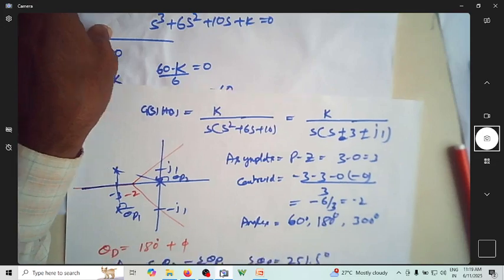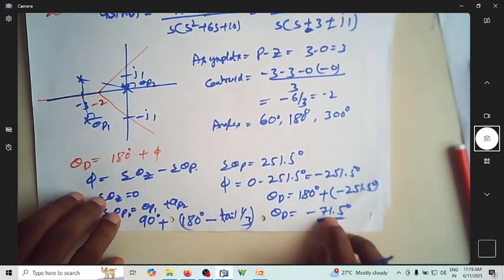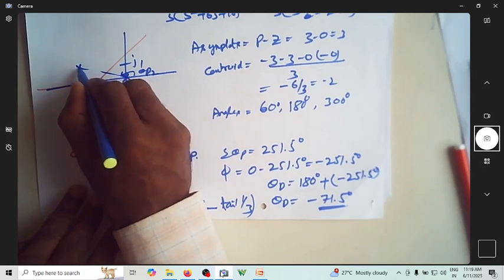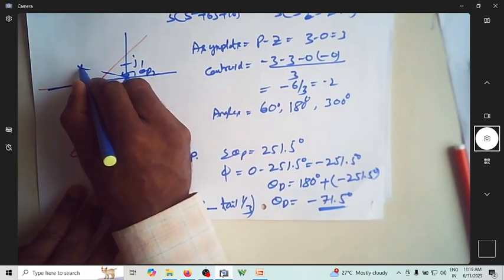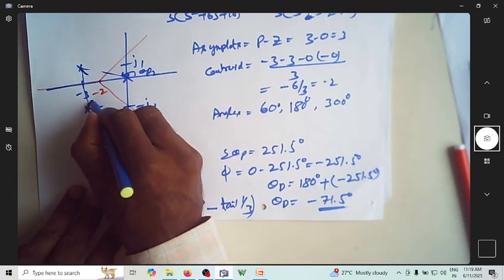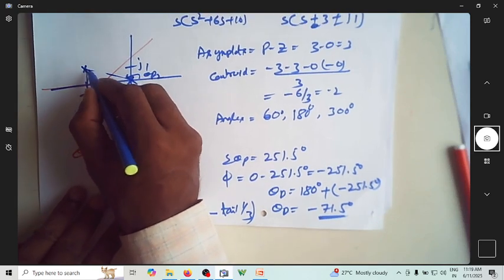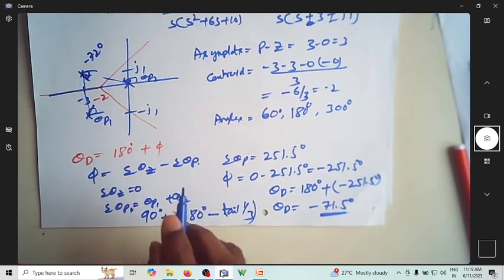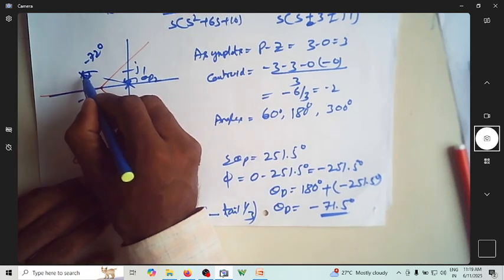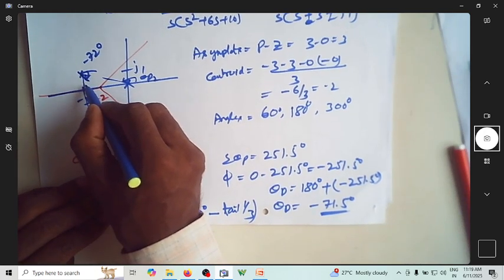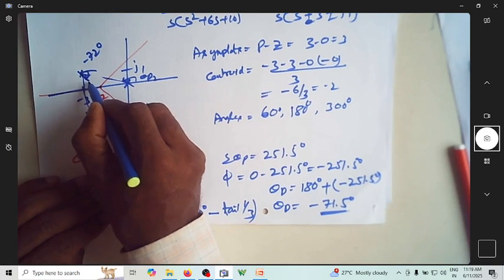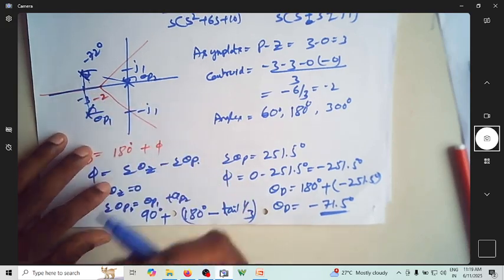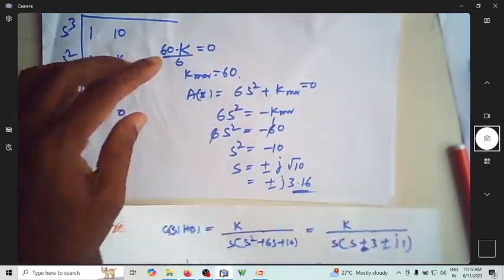It is interesting to see, since the angle of departure is minus 71 degree, this is coming down like this, going up like this. So this is minus 71 degree from here, almost minus 72 degree. Since it is very close to the real axis, there is a possibility that this may break here. This may just meet somewhere here. So for that, let us find the breakup point.